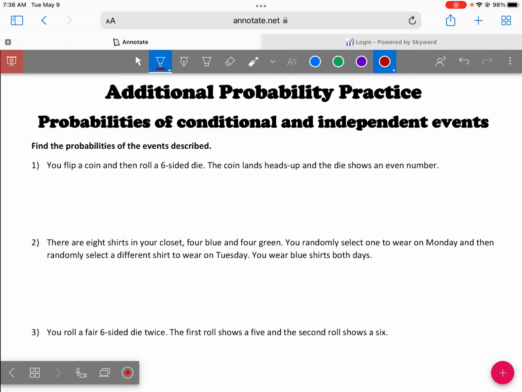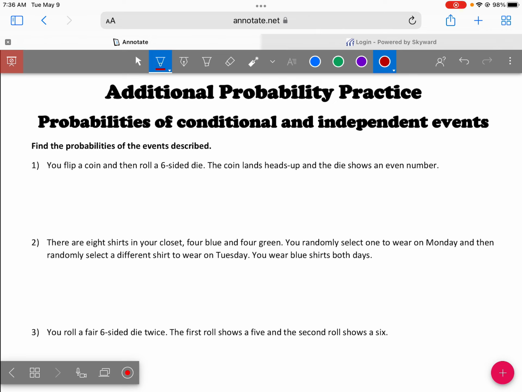All right, so find the probabilities of the events described. Number 1 says you flip a coin. You can just put it in that top tray. Those of you working on the skills check, just put it in the top tray when you're done.